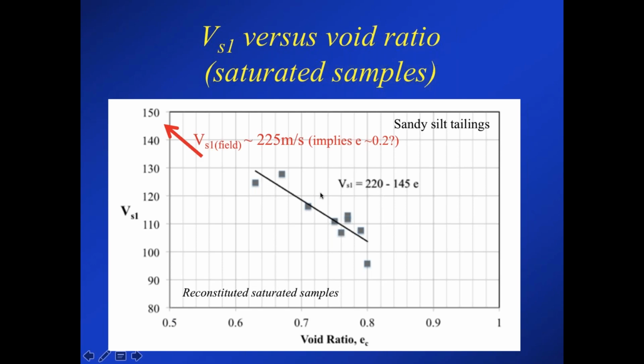Another way to look at this, before I do that, if we actually put on the field shear wave velocity, the normalized value of 225 meters per second, and follow that relationship up, it would suggest that the in situ void ratio would be very low, down around 0.2, so that seems a bit strange. But of course, these are saturated samples, and in the field, it's not saturated, so we'll address that issue.